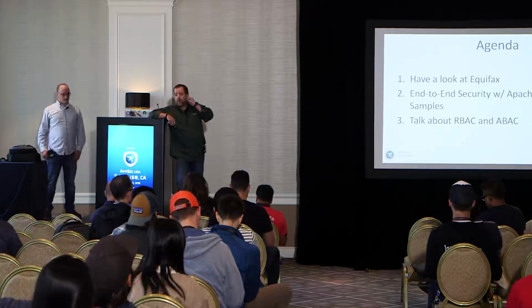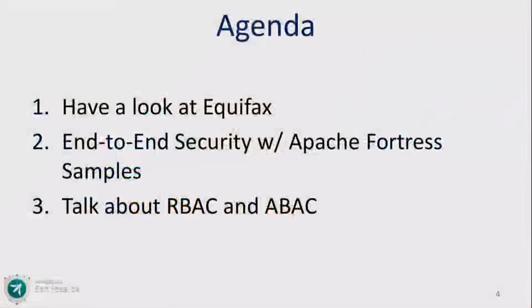Okay, so we're going to have a look at Equifax and the software breach that happened last year in order to set the stage to provide the rationale for what follows. And then we're going to have a look at a couple of examples under the Apache Fortress. And we are going to talk about role-based access control and how it can be improved by putting a little bit of A back in there.